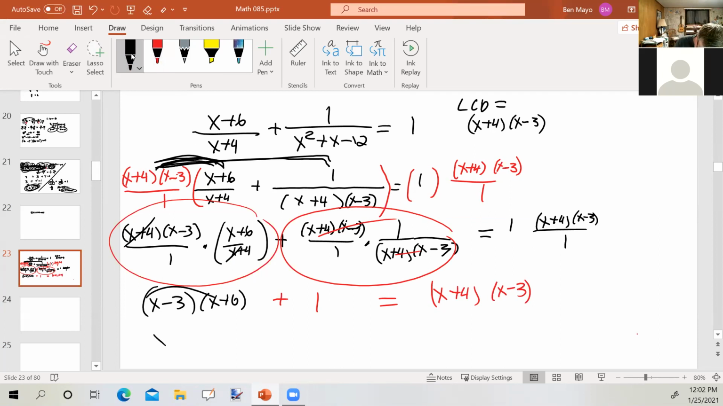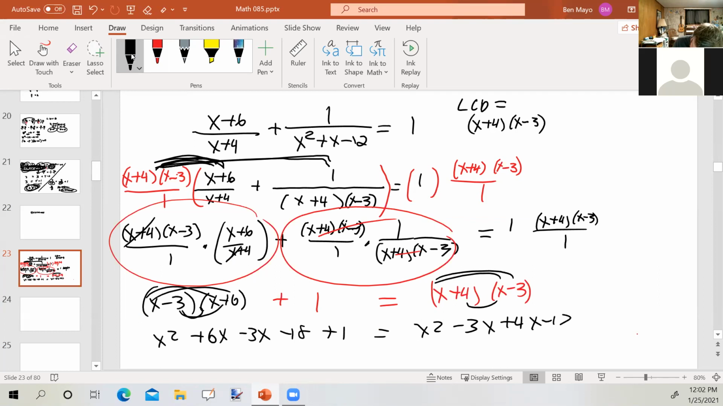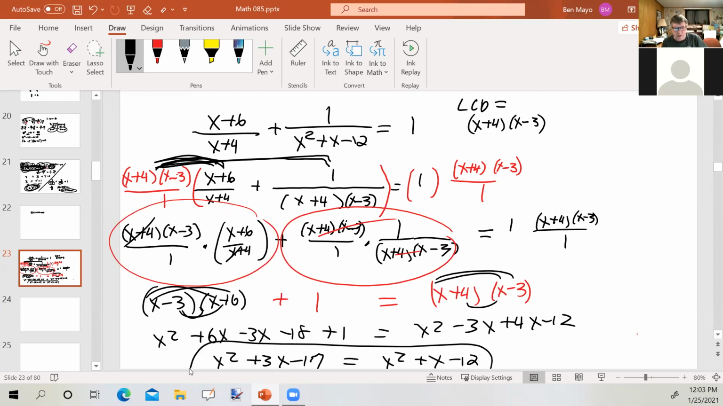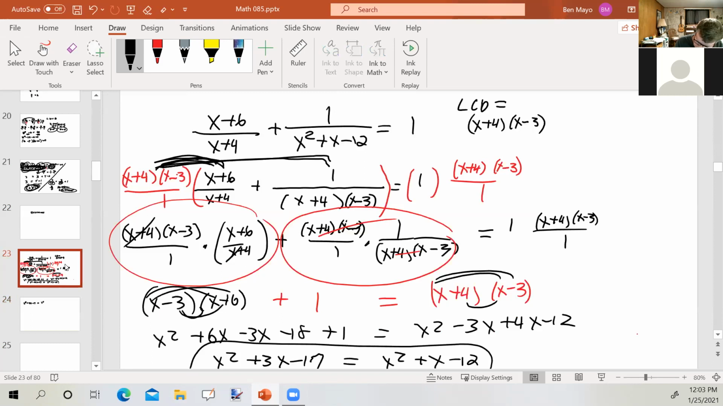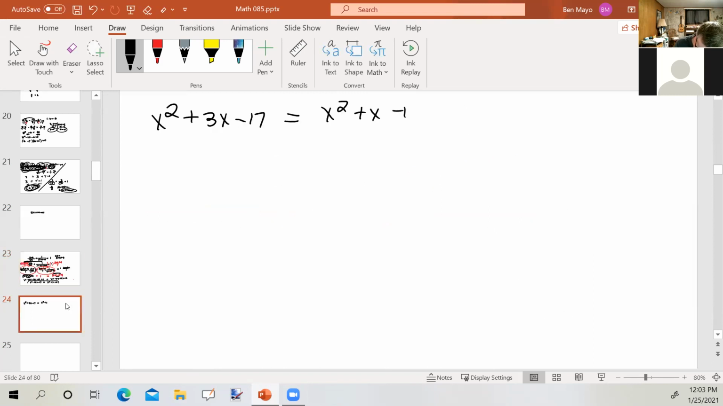Okay, so now x² + 6x − 3x − 18 − 1 = x² − 3x + 4x − 12. Combining like terms, I get x² + 3x − 19 = x² + x − 12. I'm going to take this and copy it on the next page. So x² + 3x − 19 = x² + x − 12.